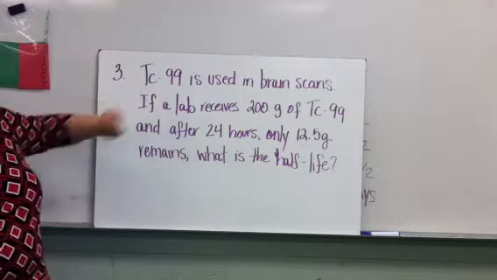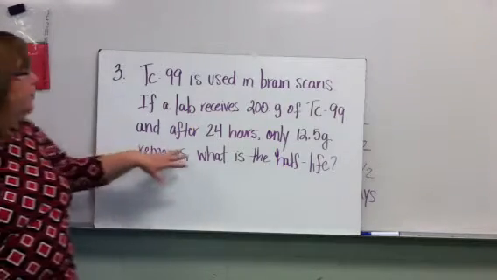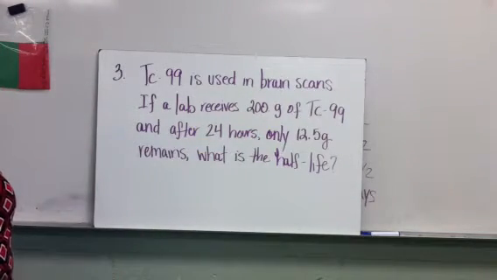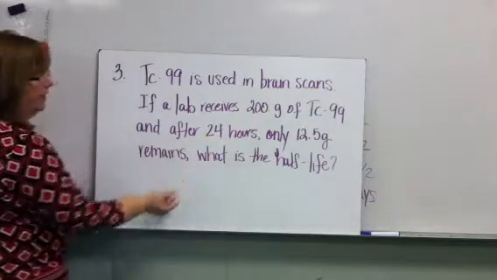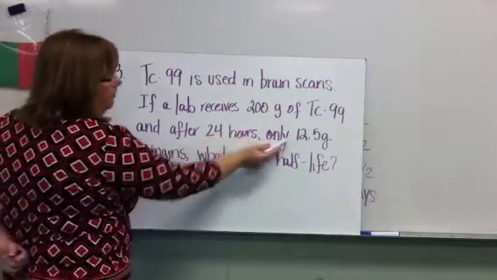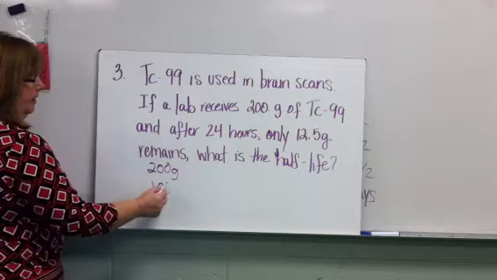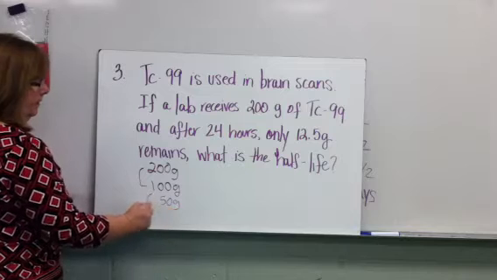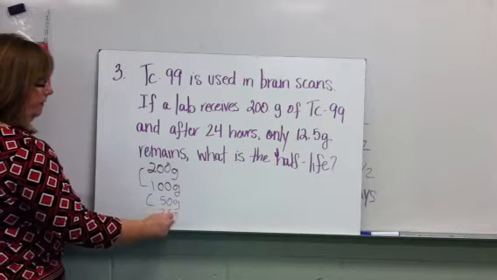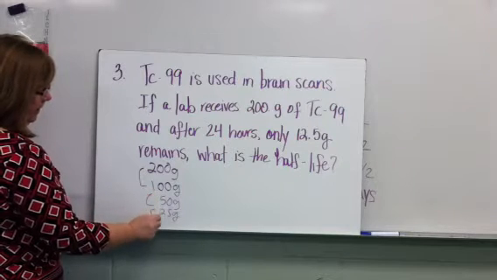So technetium-99 is used in brain scans. A lab receives 200 grams of this isotope. After 24 hours, only 12.5 grams remains. What is the half-life? So let's go ahead and see how many half-lives have occurred in that 24 hours to go from 200 grams down to 12.5. So 200 grams and 1 half-life, 100 grams. 2 half-lives, 50 grams. 3 half-lives, 25 grams.